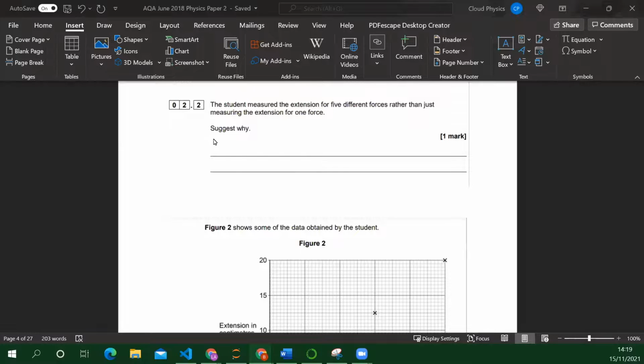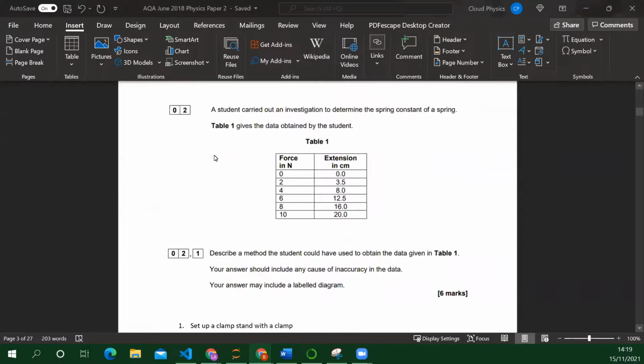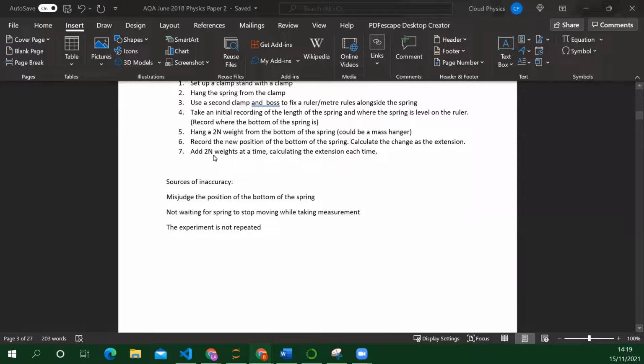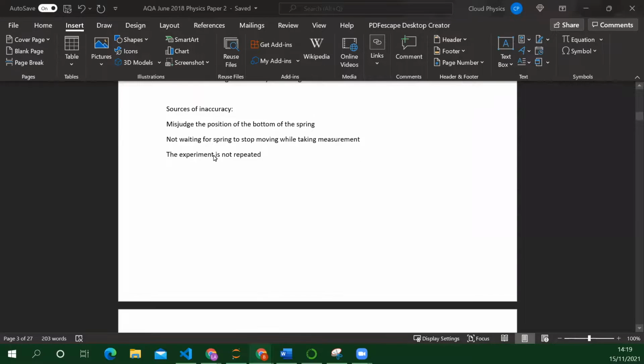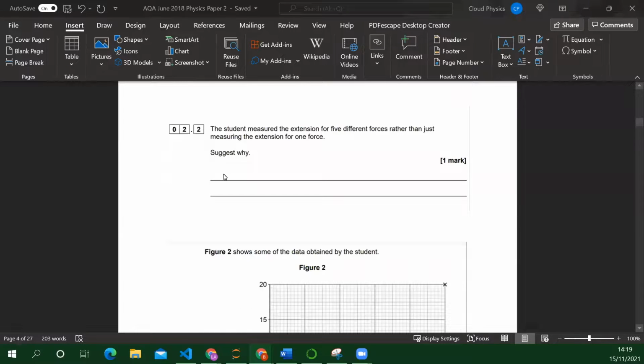Okay, so last time I was talking about the spring, talking about this experiment here. So we're carrying on from last time. We talked about how we do the experiment and about inaccuracy. So the next question is a bit more about inaccuracy. Give myself a bit of room there.